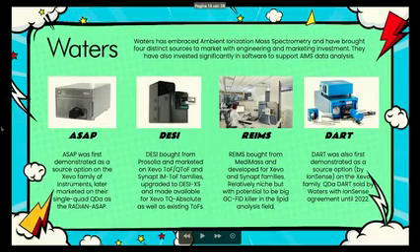But it's sort of typical for what's out here. So Waters, they've embraced ambient mass spectrometry more than most other vendors. On the market at the moment, they currently have the ASAP system, the Radian ASAP.